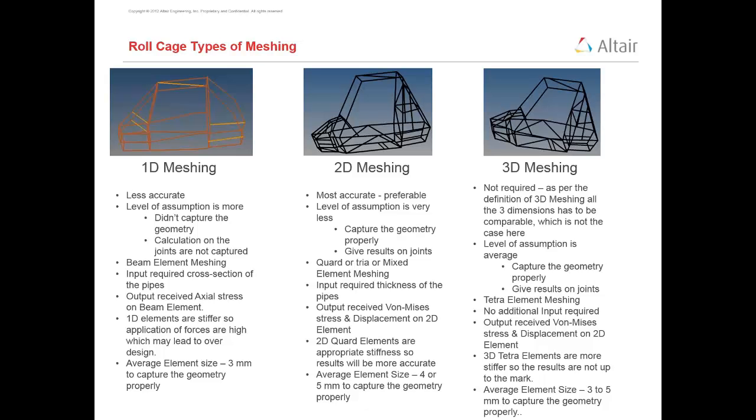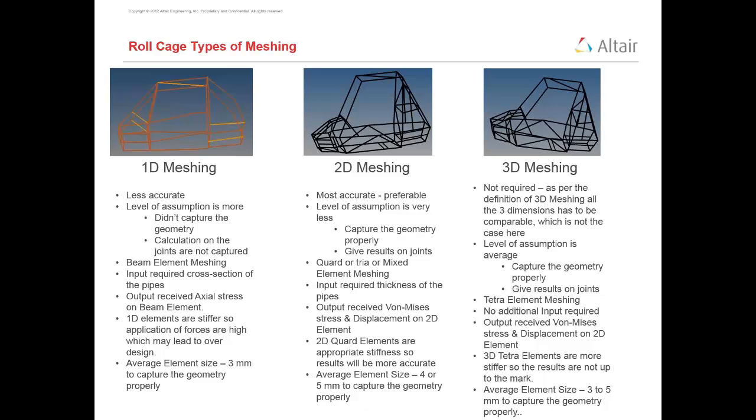If I talk about 2D meshing, it is more accurate and preferable. So the level of assumption is very less. It captures the geometry properly, gives results on joint. Quad or tria or mixed are the types of elements. Then input required here is thickness of the pipe because we do 2D meshing at the mid surface. And output received is von Mises stresses and displacement on 2D elements. 2D quad elements have appropriate stiffness, so results will be more accurate. We can take the average element size as 4 or 5 mm to capture the geometry properly.